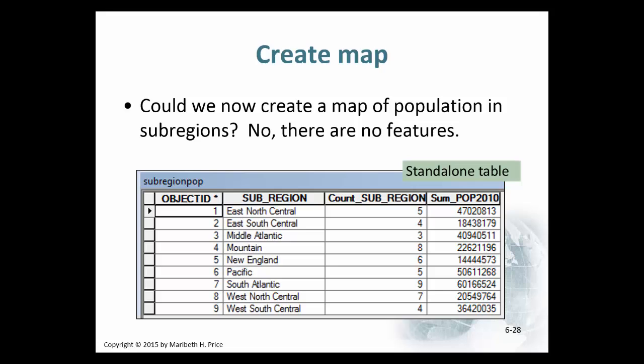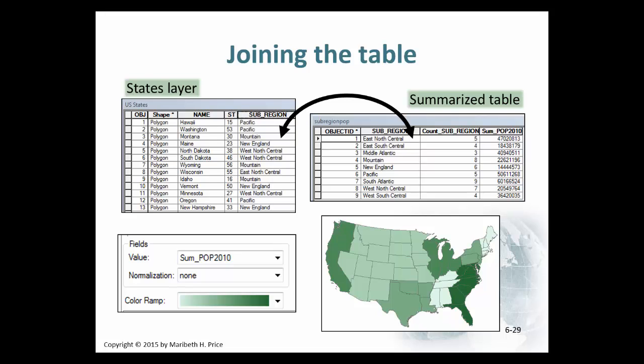Remember, this is a standalone table. There are no features to show on a map. How can you show this information on a map? That's right, you can join the summarized data to the states layer. Remember, you will need a common join field. In this case, that field is subregion.